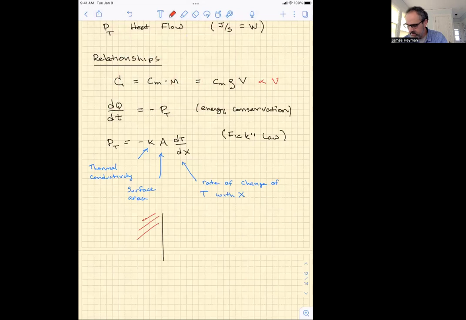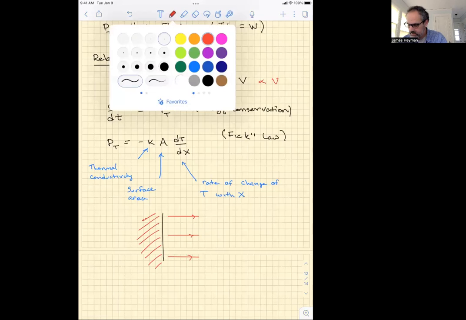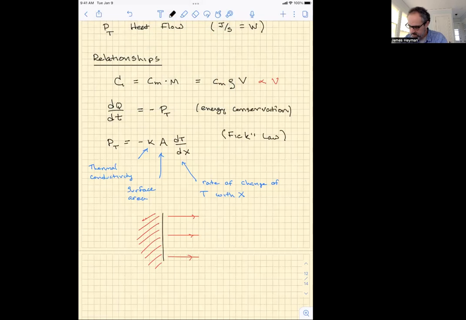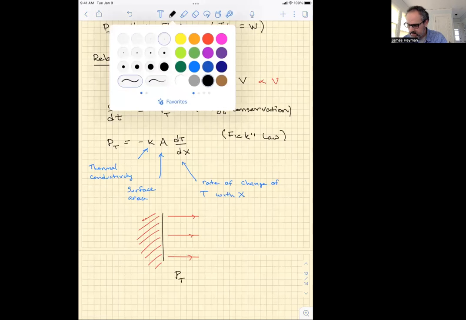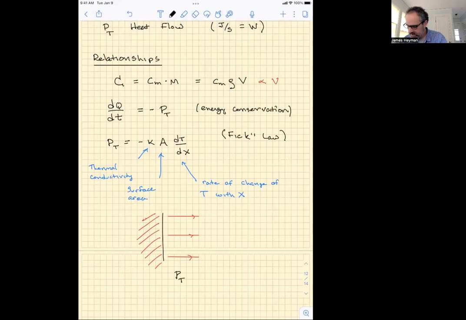So let's imagine that we have our hot object over here, and heat is going to transfer from the hot object into the surrounding medium. There we are. The transfer of heat, that's P_T. The area is just the surface area of this wall in this drawing.